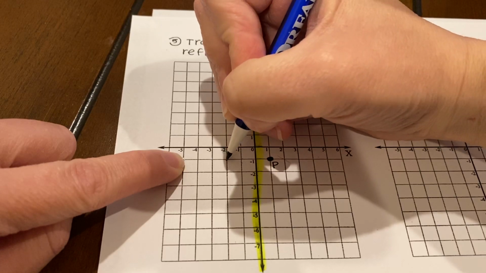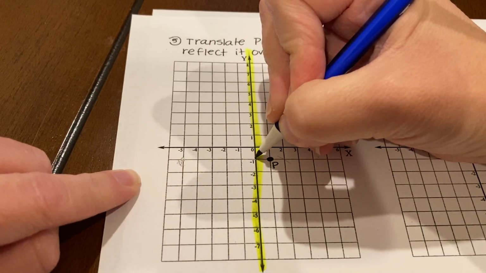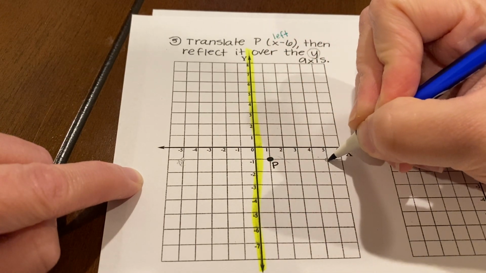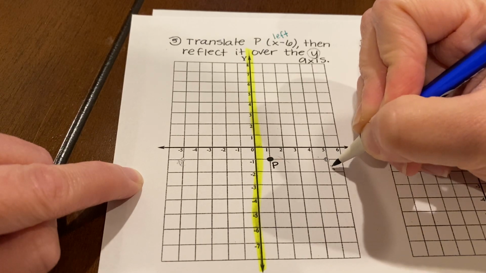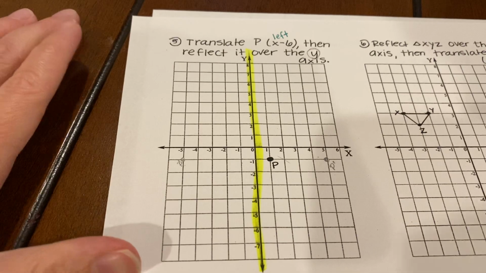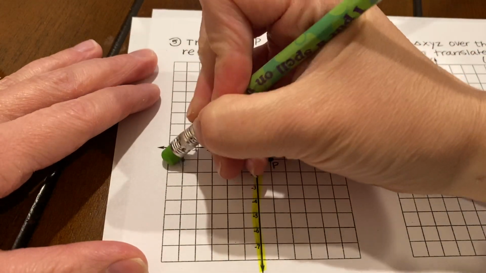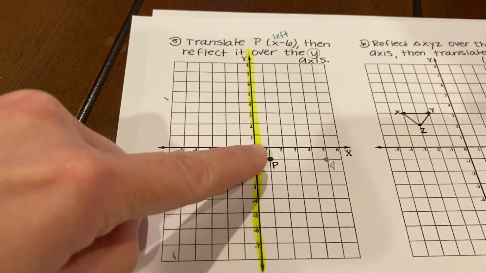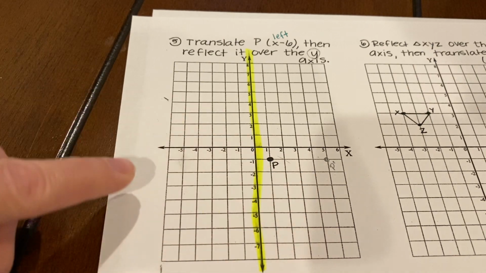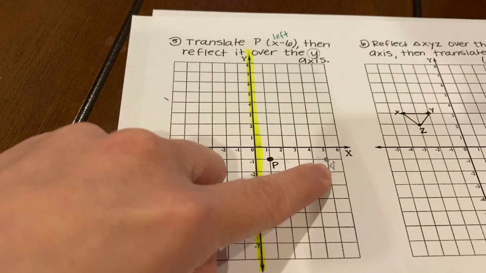1, 2, 3, 4, 5. So then when you reflect it, it's going to be 5. 1, 2, 3, 4, 5. And it's called P prime. Remember I said you don't need the middle step. So go ahead and erase this middle step. You don't need it. I only want to see where it started and where it went. Okay, I don't want to see the middle step. Where it started, where it went, where it stopped.